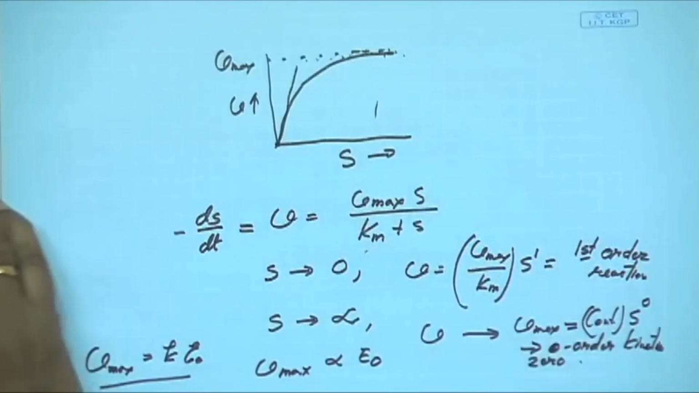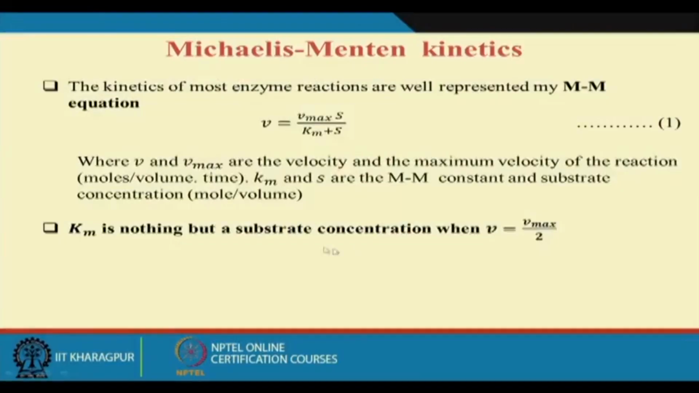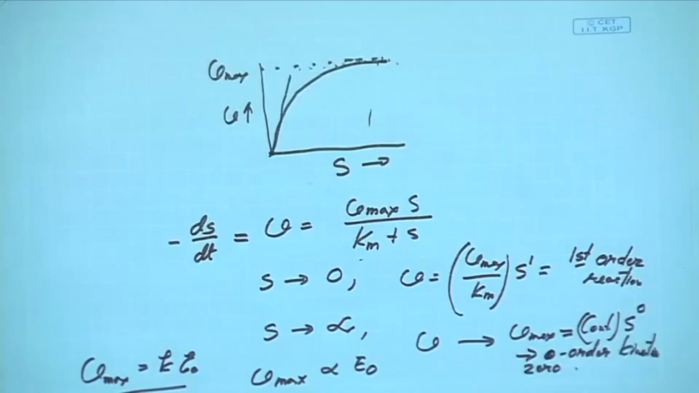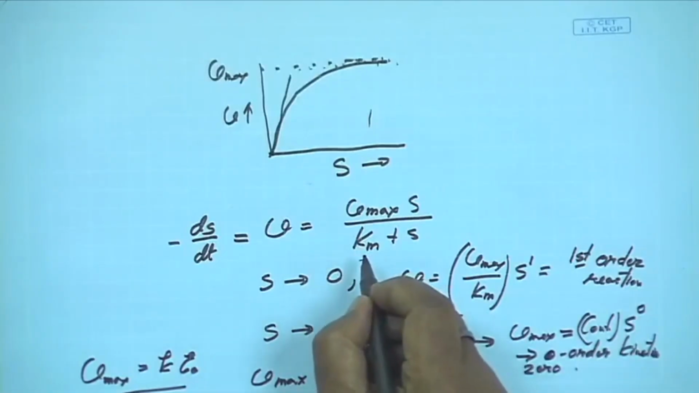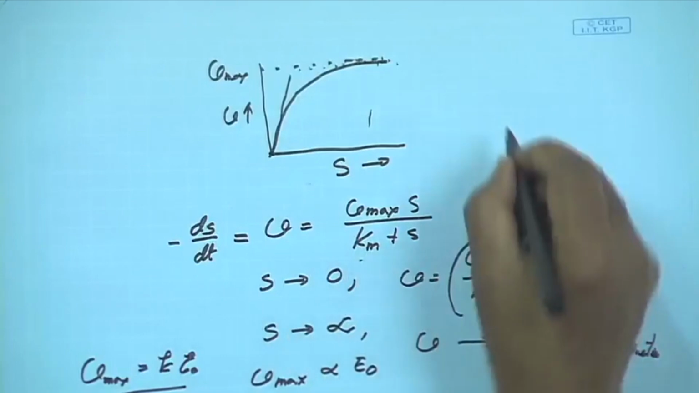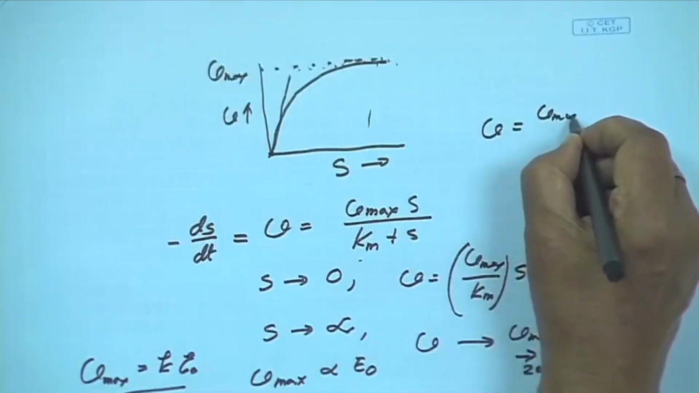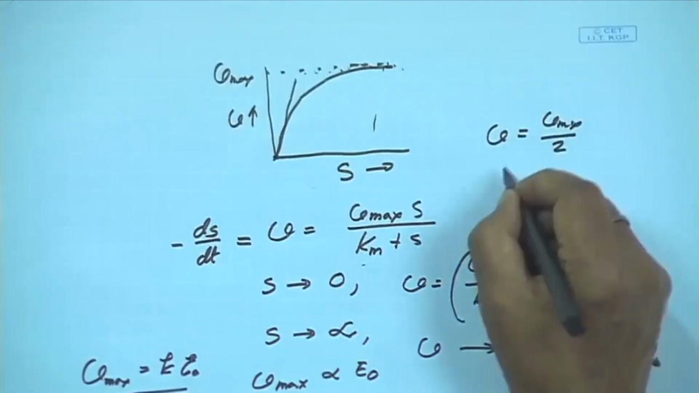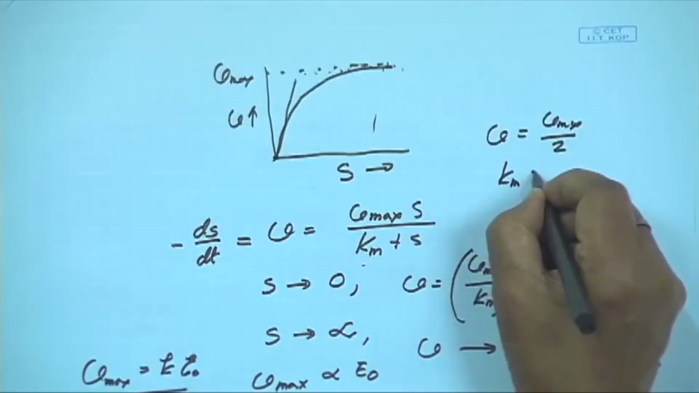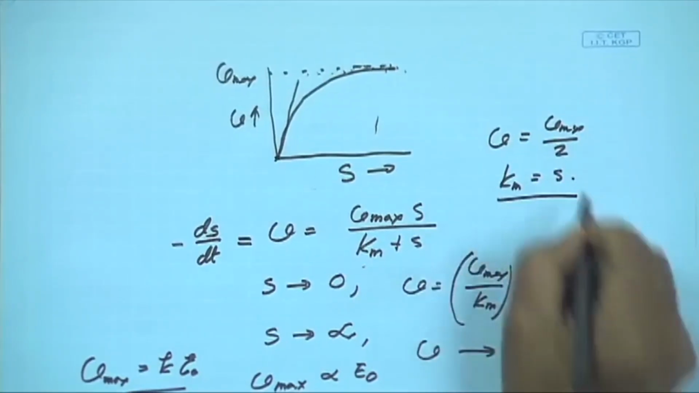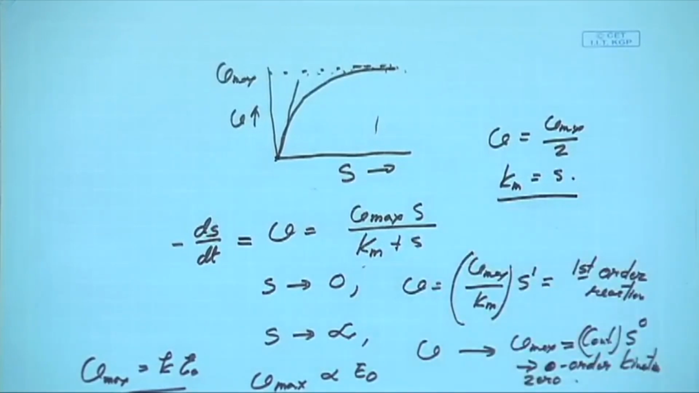Now another thing we have written, the Km here, Km is very interesting. When V equals Vmax by 2, then Km will be equal to S. That is the substrate concentration.